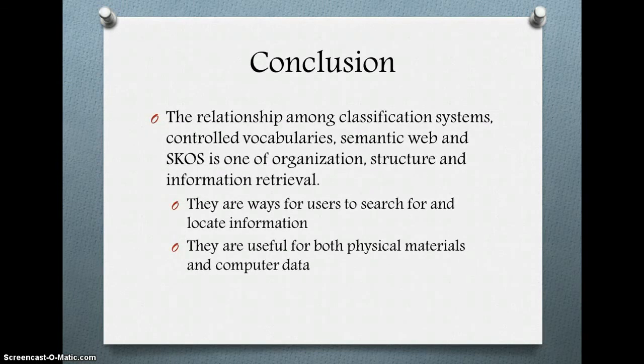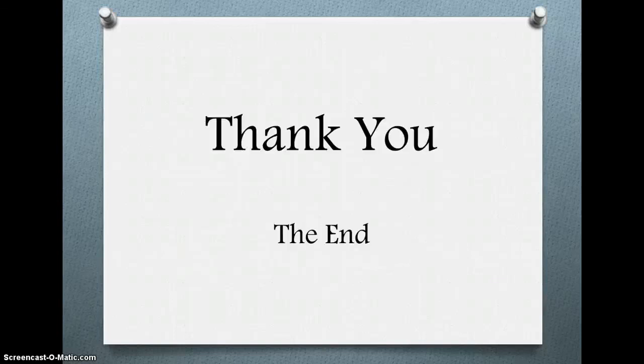In conclusion, the relationship among classification systems, control vocabularies, semantic web, and SKOS is one of organization, structure, and information retrieval. They are all ways for users to search for and locate information, and they are useful for both physical materials and computer data. As classification methods such as semantic web are refined and newer systems developed, information science will continue to progress toward a more streamlined, data-integrated world. Thank you.